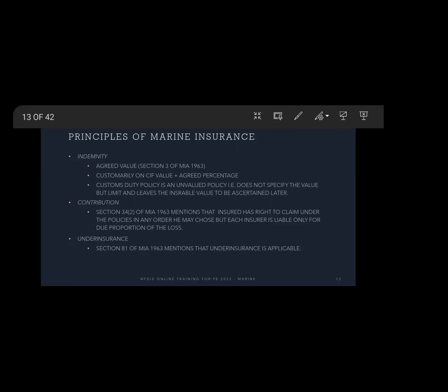However, the insured has a right to claim with insurer 1 first or insurer 2 first, or whichever is their wish. However, in case insurer 1 is settling the full claim, he can recover it from insurer 2, or once insurer 2 is settling the claim to the insured, he can take it from the insured. So that is what contribution is about.